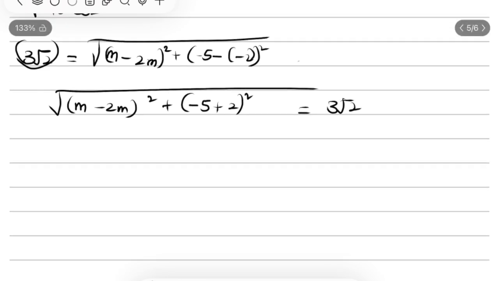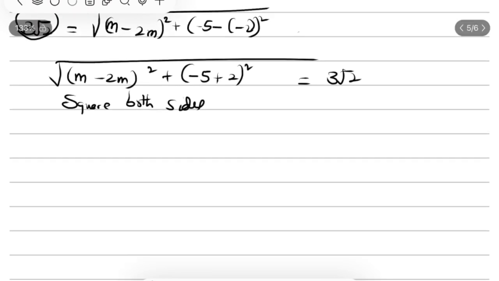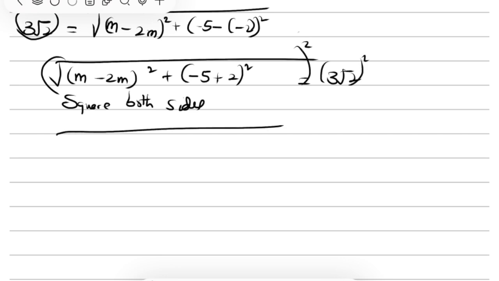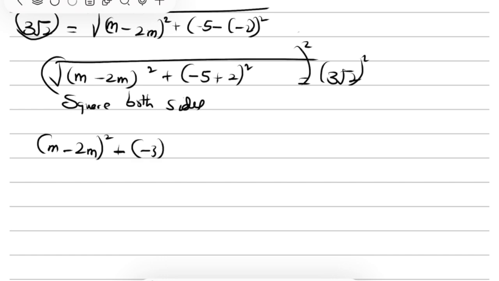We can remove this square root on the left hand side by squaring both sides. Square both sides. So when we square both sides, the square root on the left hand side disappears. So what happens now? It's going to give us m minus 2m squared, plus minus 5 plus 2 gives us minus 3 all squared, equals 3 root 2 all squared. So what do you have now?